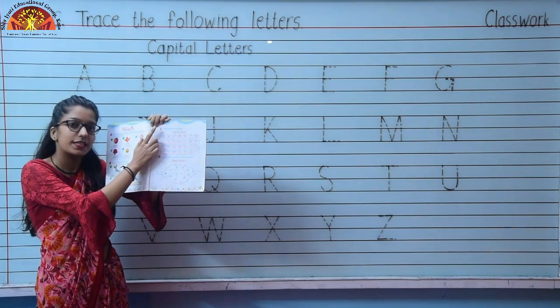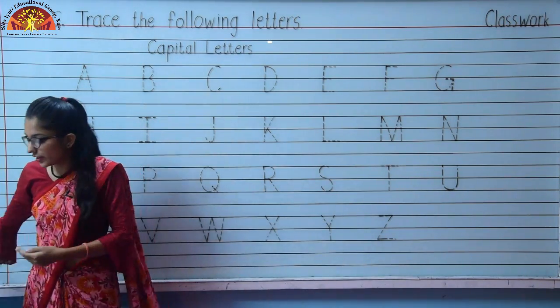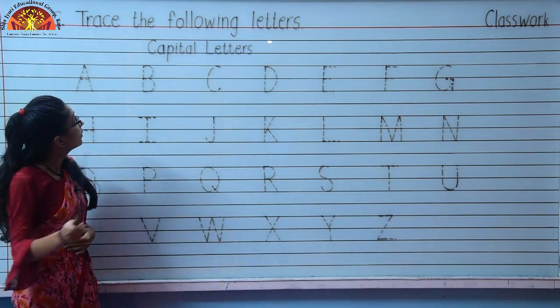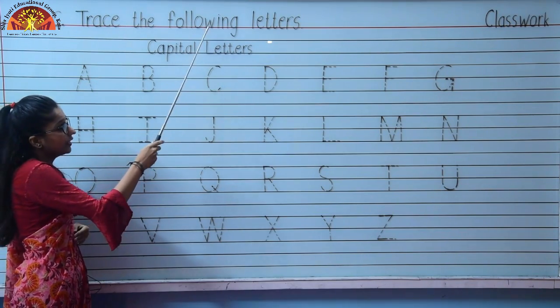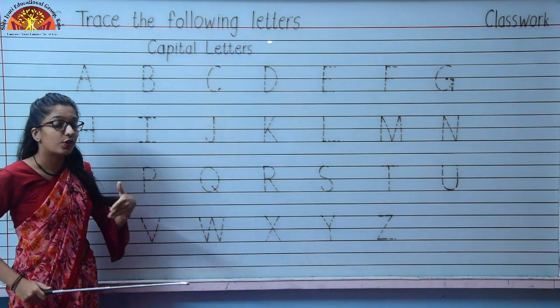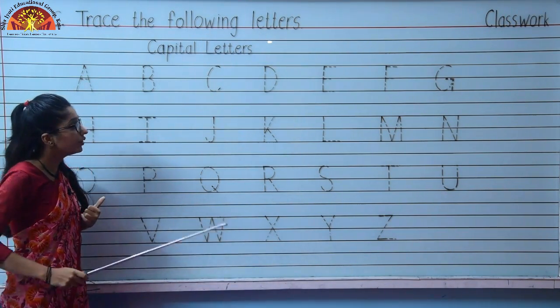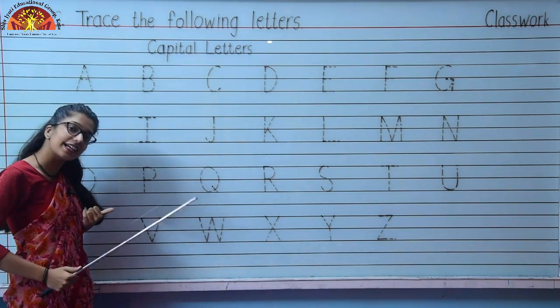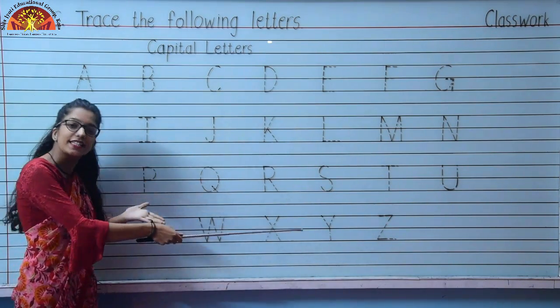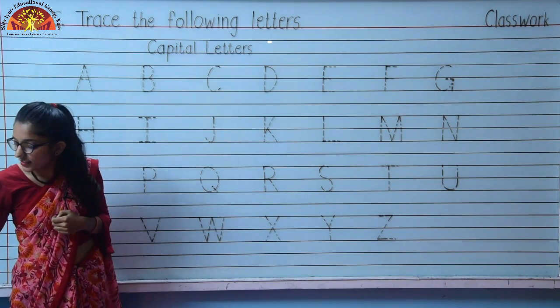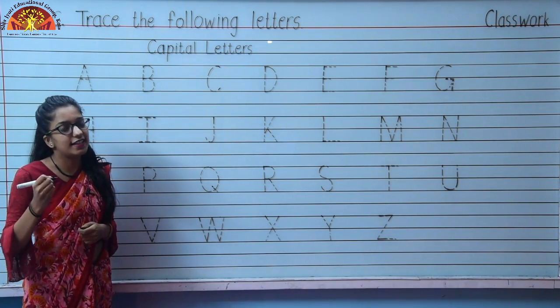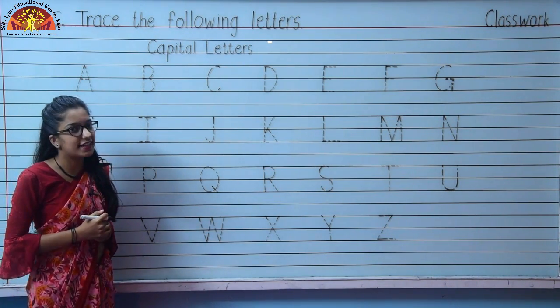Come to question number C. Let's read the question first. Trace the following letters. So kids, what we have to do? We have to trace these letters A to Z. So everyone take out your pencil. Hold it properly. Let's start.